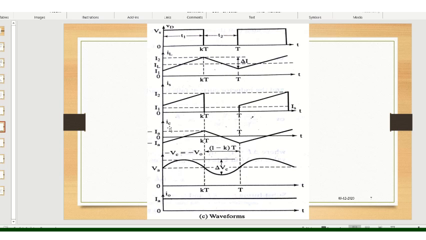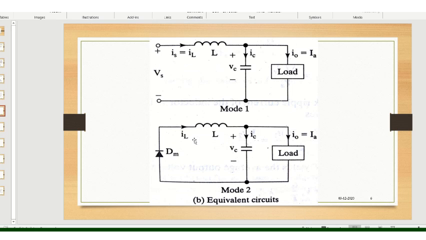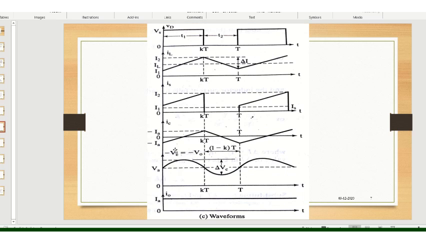IC is the capacitor current. It is shown here, and it is nothing but Ia, which is our output current according to the circuit. Let's go back to the circuit. See, I naught or IC is nothing but the output current, which is again flowing through the capacitor, so it is represented as Ia here. VC is the voltage across the capacitor, which is varying like this, which we will discuss now. Output current Ia is shown as the continuous current. We will understand all these with the mathematical expressions.